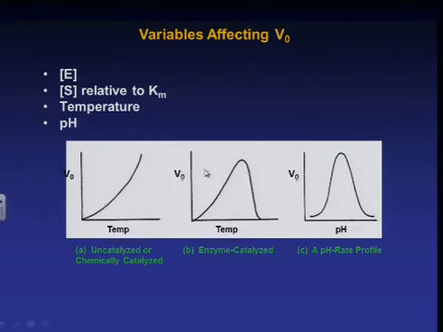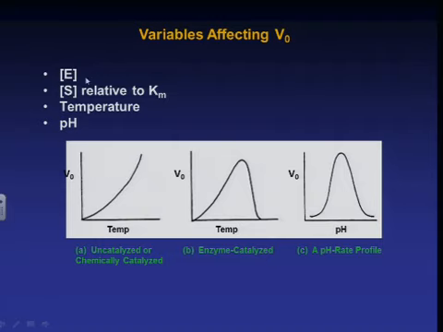So let's move to thinking about the reactions in some other ways, variables affecting the velocity. First of all, what we've been talking about is all of this being done at a certain enzyme concentration, right? You change the enzyme concentration, you're going to change your Vmax, okay? The substrate concentration relative to Km, temperature, and pH. So let's take a look at temperature first of all.